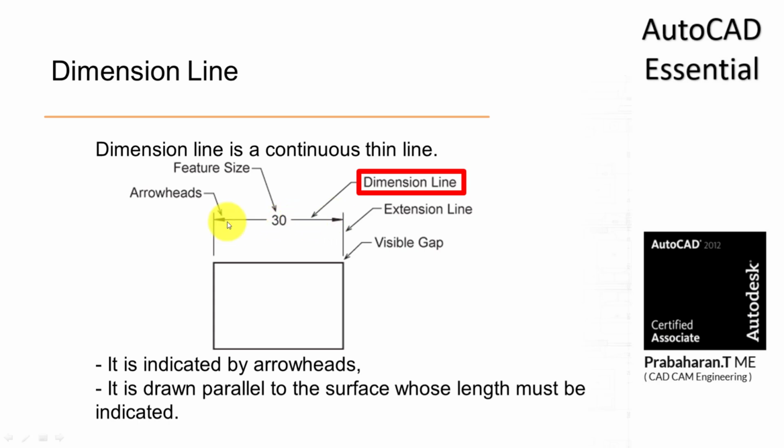Okay. This dimension line is parallel to the object or surface of the component which we are going to show the dimension for. So this line is called the dimension line. It should have arrowheads on both sides. Next, this dimension line should always be a continuous thin line. There should be a difference between the object and the dimension. The object should be brighter than the dimension.